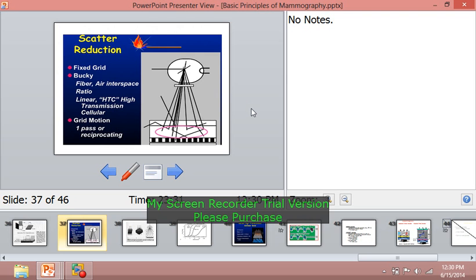So how can we reduce the scatter radiation? First of all, we have to use compression for scatter radiation. Then we have fixed grids, bulky fiber air spaces, and high transmission cellular grids, which is the latest one, and grid motion is one pass or reciprocating.